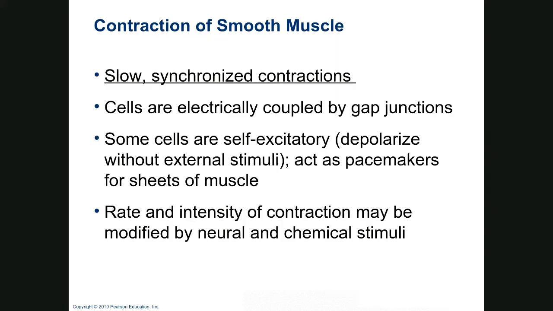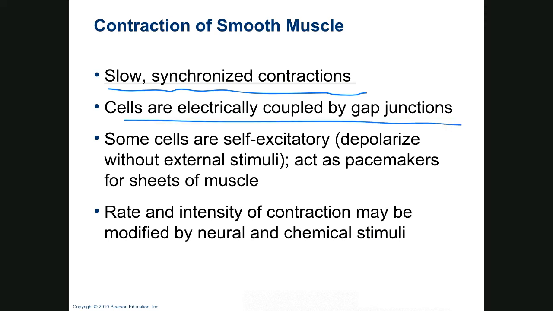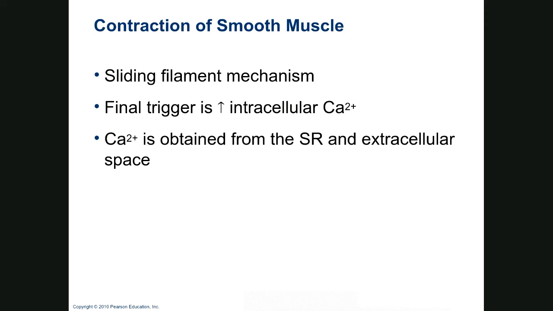Slow synchronous contractions, and the cells are electrically coupled by gap junctions. So if I stimulate over here, some are self-excitatory. They just depolarize and act as a pacemaker for muscle. And the rate and intensity of contraction may be modified by nervous stimulation or chemical stimuli. Same old sliding filament, final trigger, acetylcholine is released. You have T-tubules, the final trigger is intracellular calcium released from the sarcoplasmic reticulum, as well as the extracellular space.